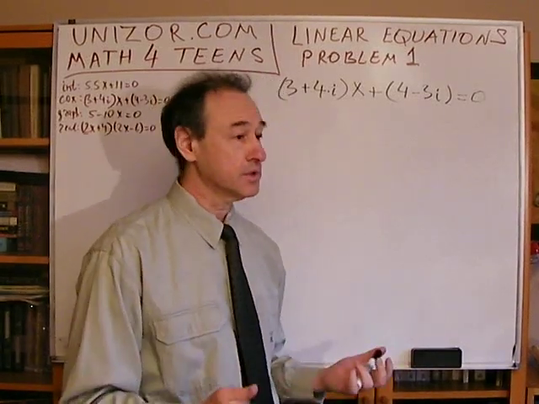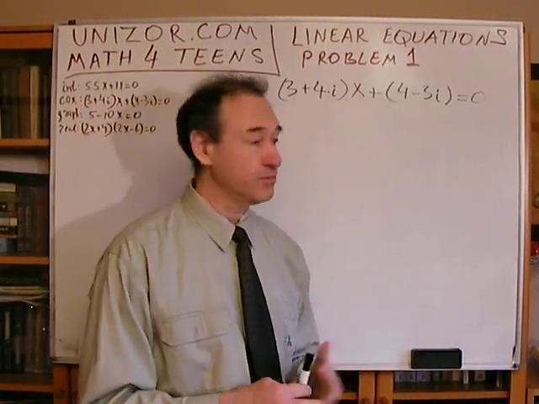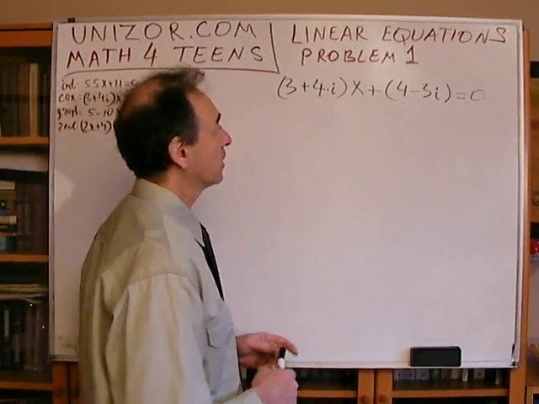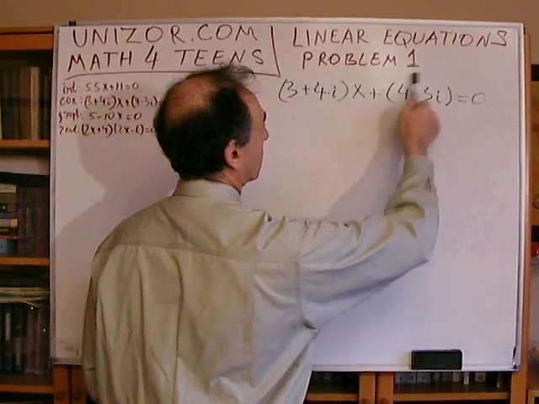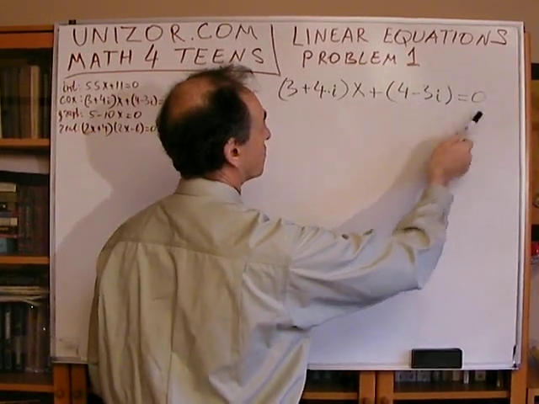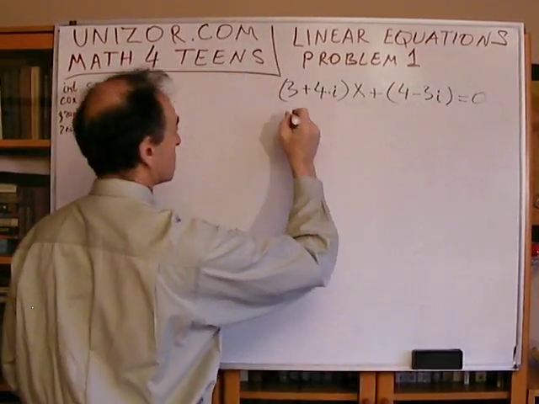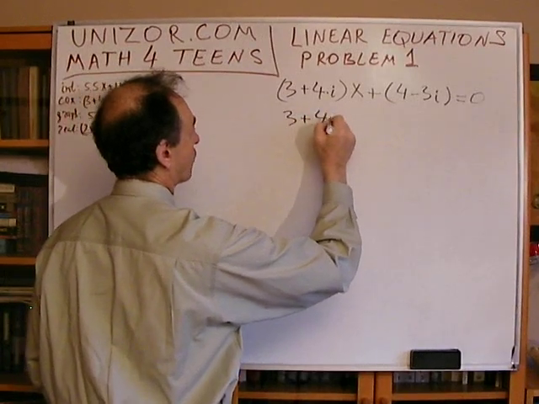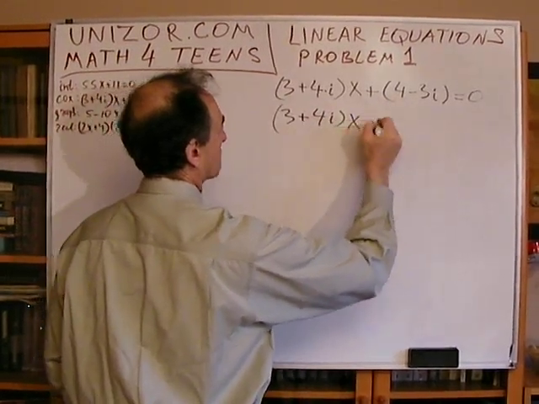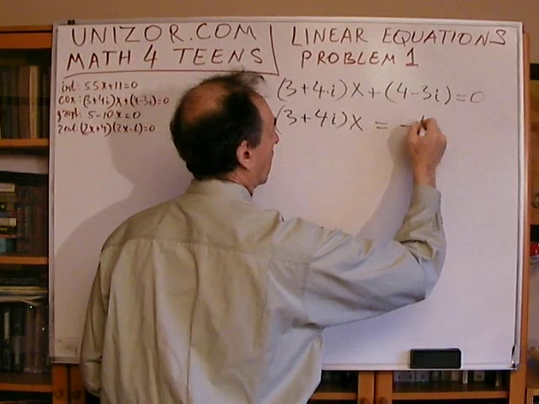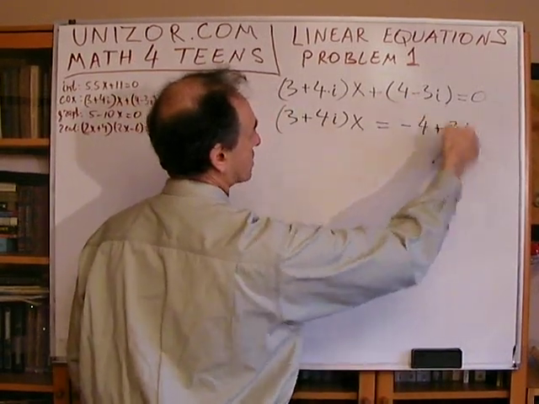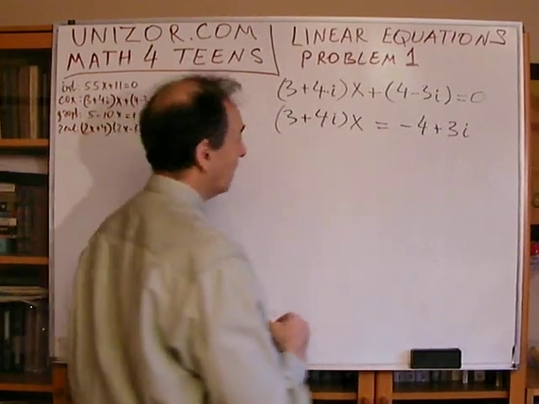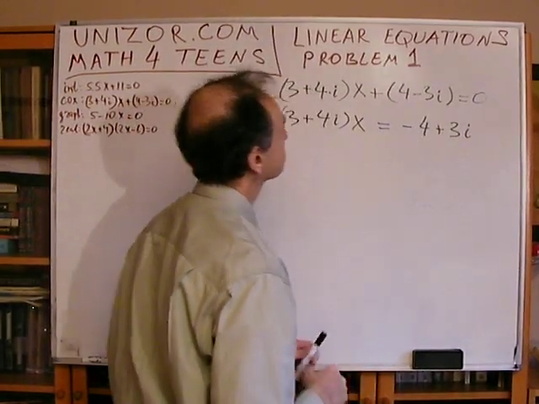Now, how to do it? Well, exactly the same thing as before. First, we will apply an invariant transformation by subtracting the complex number 4 minus 3i from both sides. That gives me 3 plus 4i times x equals minus 4 plus 3i. I reverse the signs here because it goes to the right.